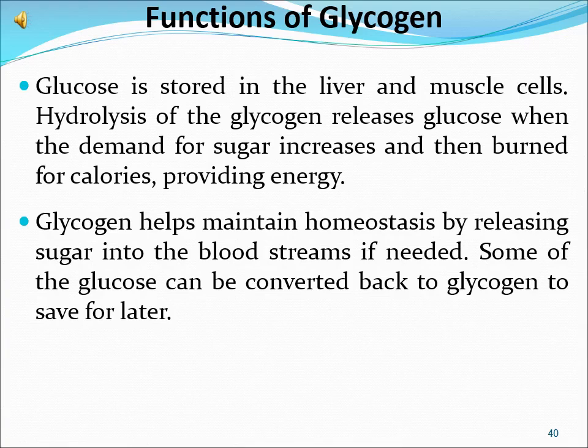What are the functions of glycogen? Glucose is stored in the liver and muscle cells. Hydrolysis of glycogen releases glucose when the demand for sugar increases, and it is then burned for calories, providing energy. Glycogen helps maintain homeostasis by releasing sugar into the bloodstream if needed. Some of the glucose can be converted back to glycogen to save for later.